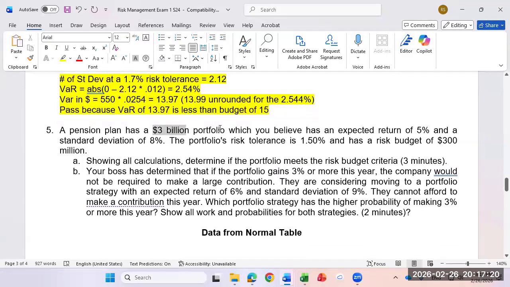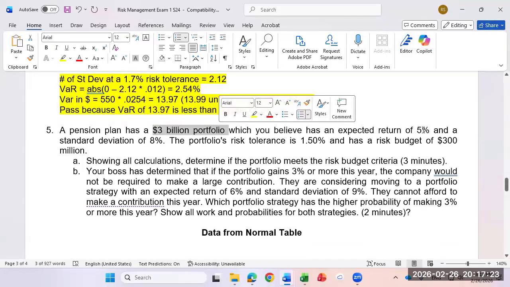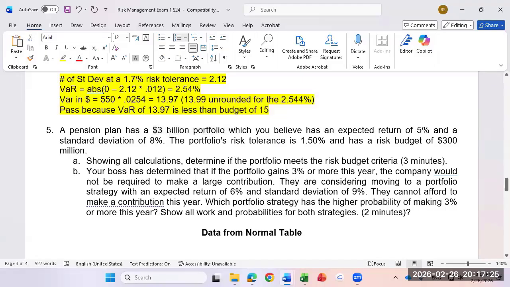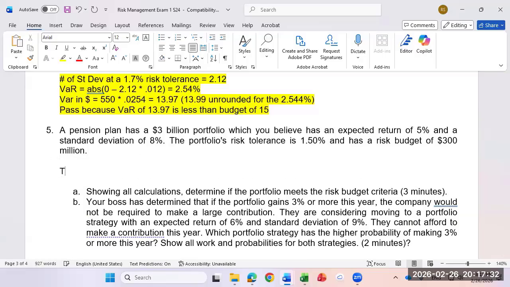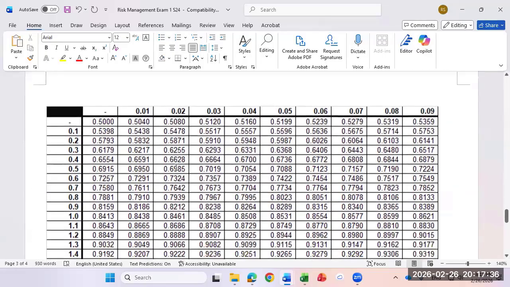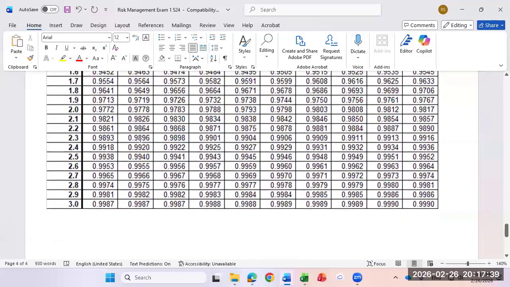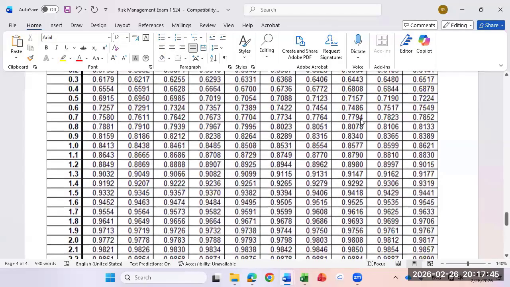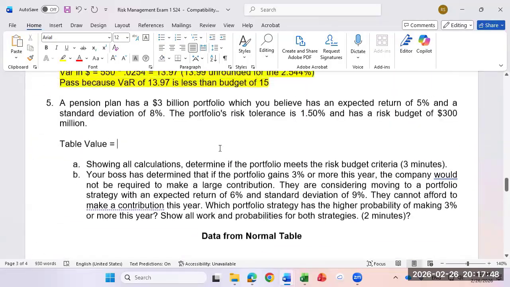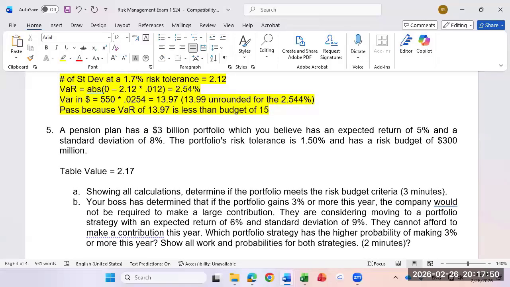Right here we have a pension plan, $3 billion portfolio, with an expected return of 5%, standard deviation of 8%. What number in the table are we looking for? $985. So that is 2.17. What did you notice about all of the table values?